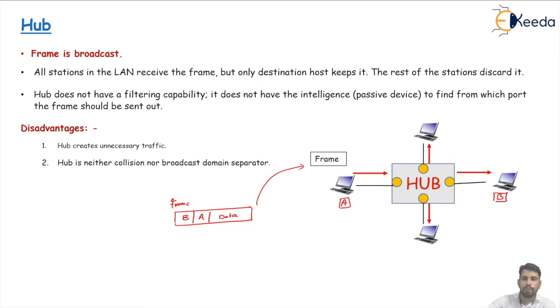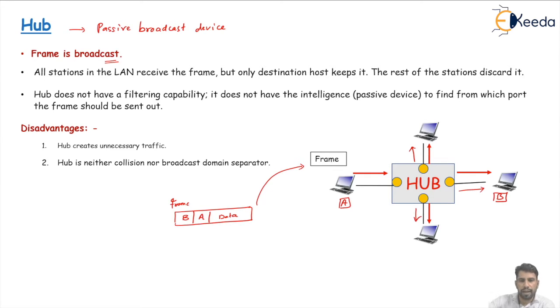So a hub works as a broadcaster. We also call it a passive broadcast device. The frame is broadcasted, which means the frame will come here and pass to all the corresponding devices connected through the hub.